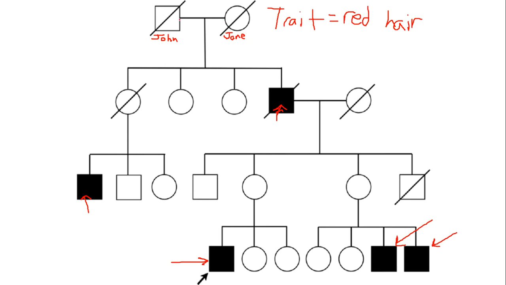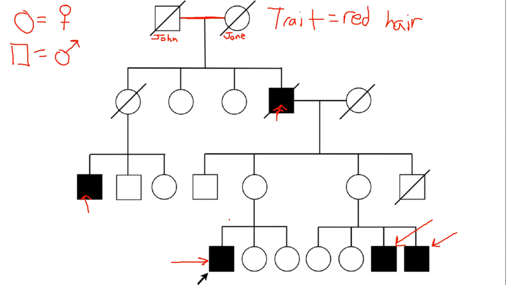And anytime you have mating happening, we show that with this horizontal line connecting the two. And then off of that horizontal line, we draw all of their children. Okay, so those are the four children there. Anytime you have a circle, that is a female. So a circle represents a female, and the square represents a male.